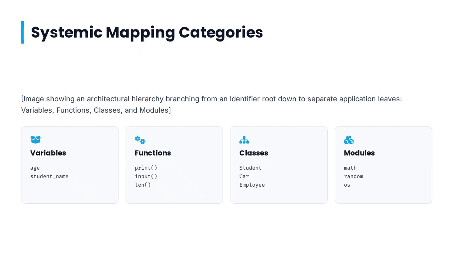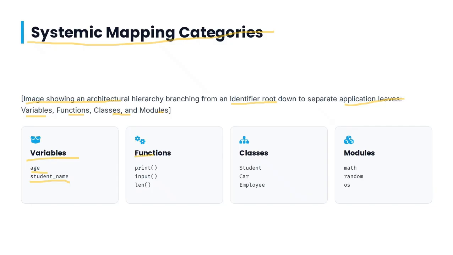Now, systematic mapping categories. An image shows an architectural hierarchy branching an identifier route down to separate application leaves: variables, functions, classes, and modules. Here, variables: age and student_name. These are the examples of variables. These are the examples of system mapping categories actually.